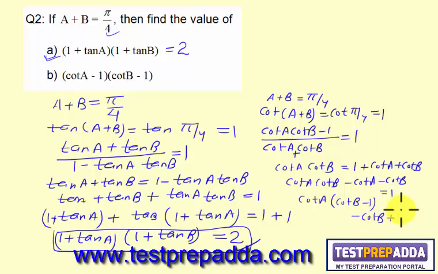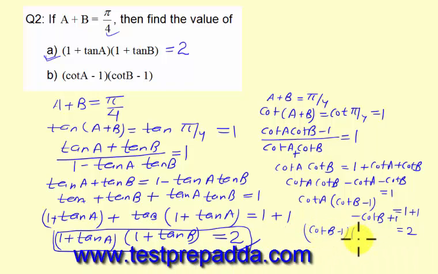If I add 1 on the left hand side as well as the right hand side, the right hand side will become 2. And here it becomes 1 minus cot B. If I take minus common, it becomes cot B minus 1. In that situation, cot B minus 1 will be the common, and then we are left with cot A minus 1. So the left hand side becomes cot B minus 1 into cot A minus 1, and the right hand side is 2. So the answer of this question comes as 2.